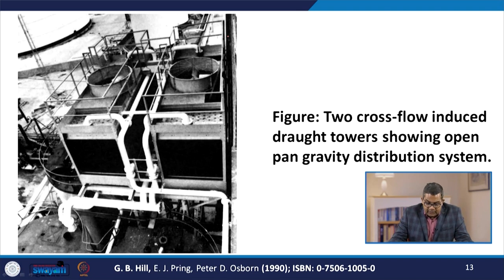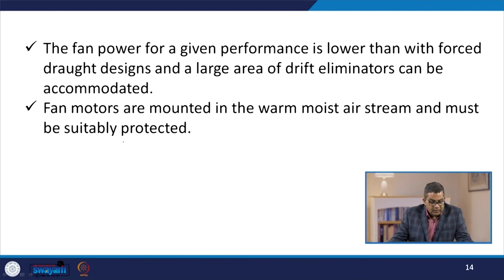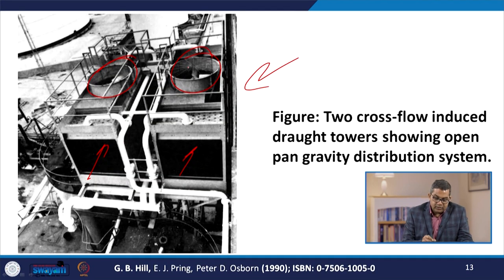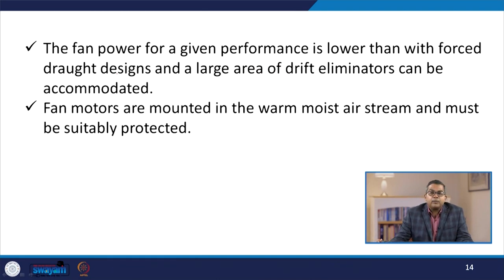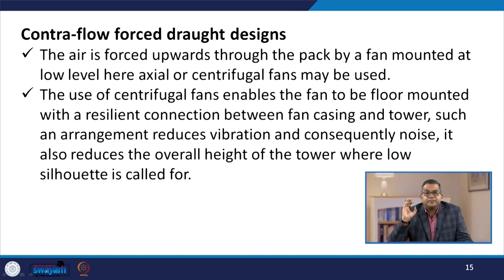Here you see in this particular photograph, the two cross flow induced draught towers showing the pan gravity distribution system. And these are the packings. Now, the fan power for a given performance is lower than with the forced draught design, and a large area of drift elimination can be accommodated. Here you see these are the fan motors. The fan motors are mounted in the warm moist air stream and must be suitably protected.